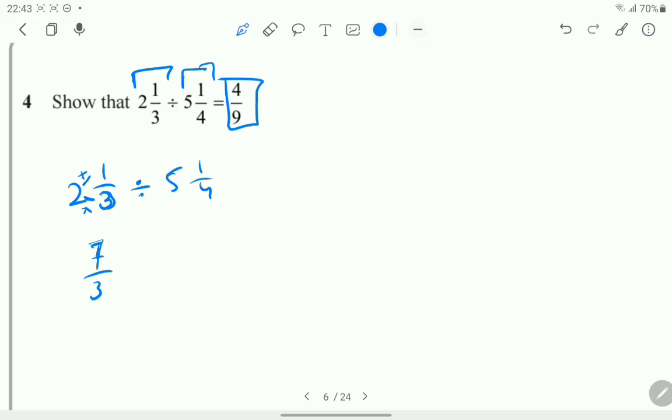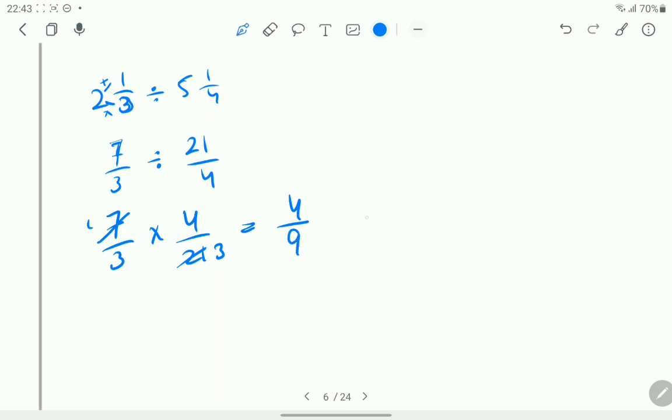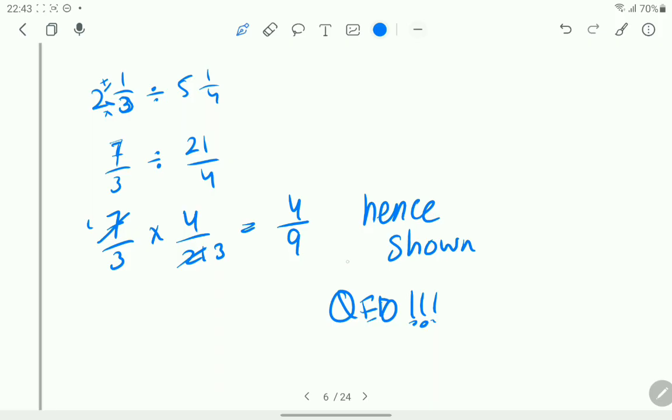the denominator remains the same, divided by 5 times 4 is 20 plus 1, 21, divided by 4, and since there is a divide sign in between, we reciprocate the other fraction, 7 divided by 3 times 4 divided by 21, and if we do the cancellations we get this, and 4 times 1 is 4 and 3 times 3 is 9, and we get the answer, hence shown. Move on, or you could write QED. It's a fancier version of saying this.